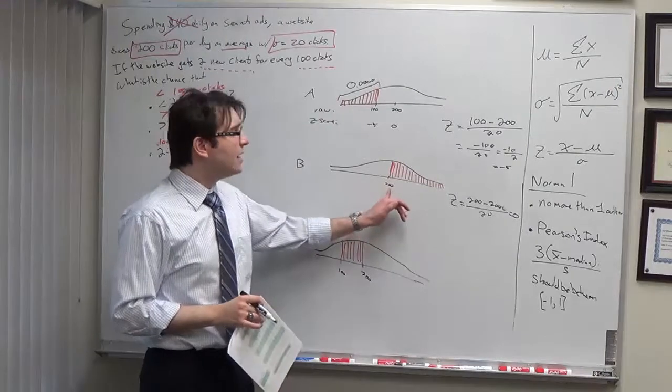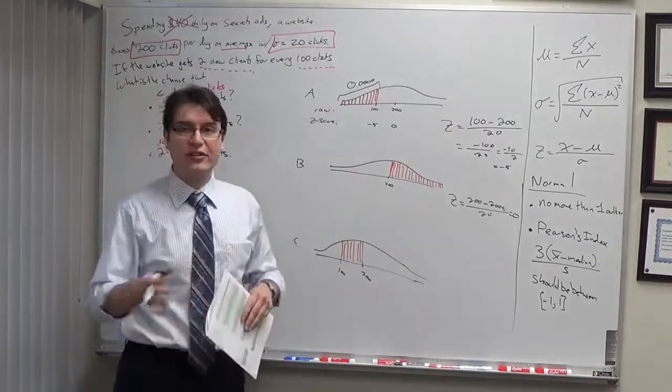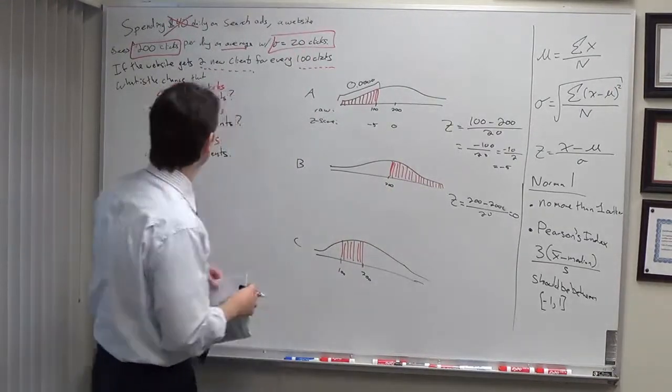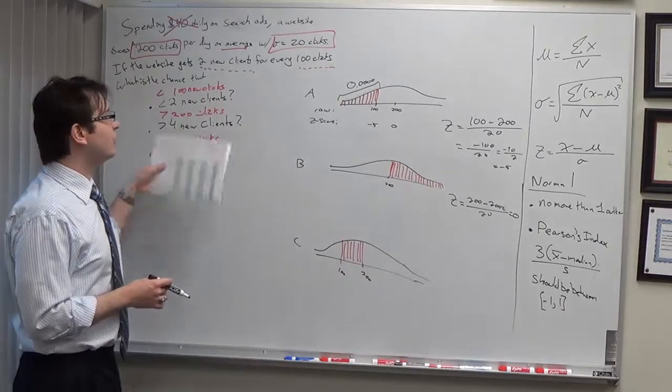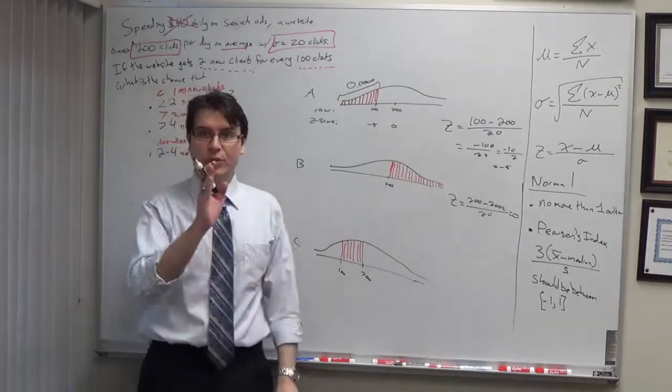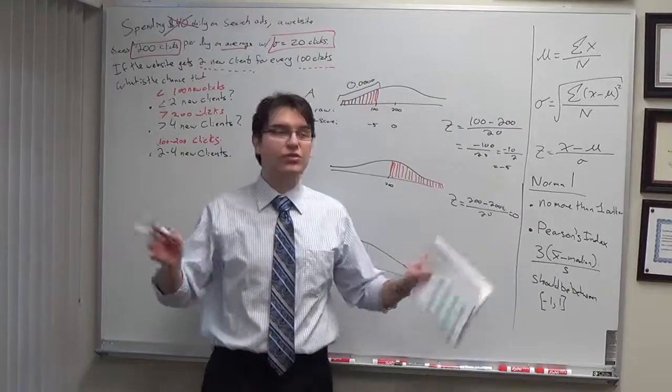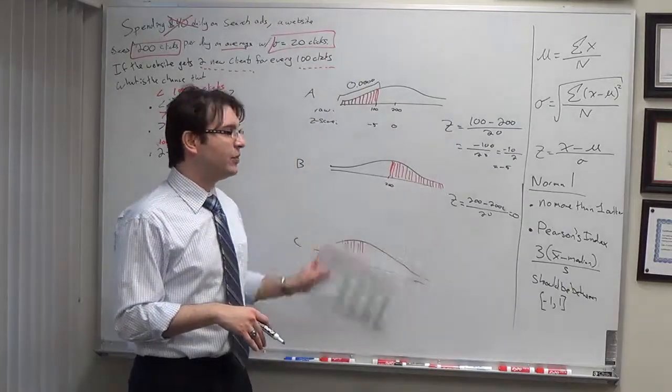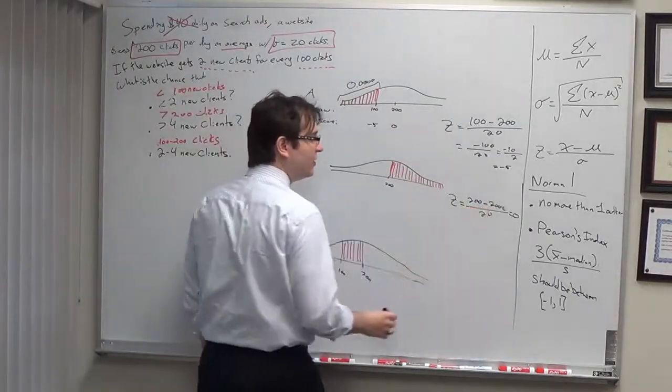Namely, this guy is the median. We're curious what's the chance that we get the average. In particular, what's the chance that we get more new clients than average? An average being right in the middle, there should be a 50-50 chance on either side. That's what this picture is showing. That's what a z-score of 0 says.